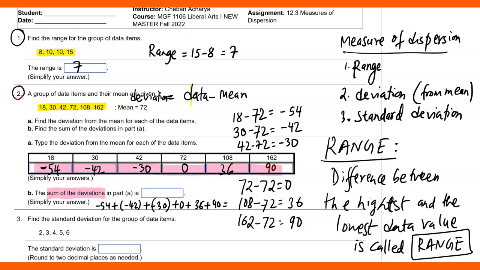This is going to be, let's say, 0. Okay, if you add, the sum is going to be 0. Therefore, in this case, the sum of the deviation from the mean in part A is 0. Does everybody sound okay so far? Okay. All right.